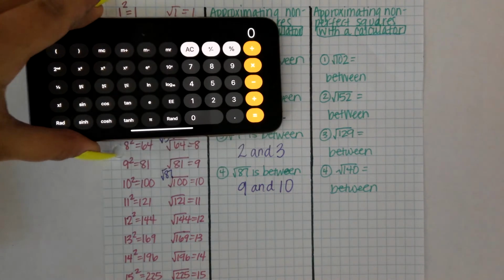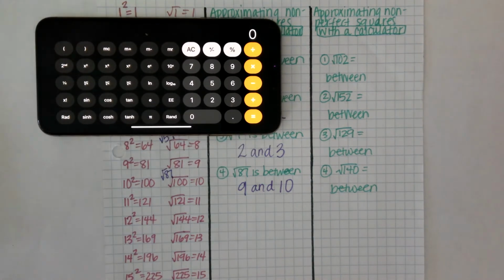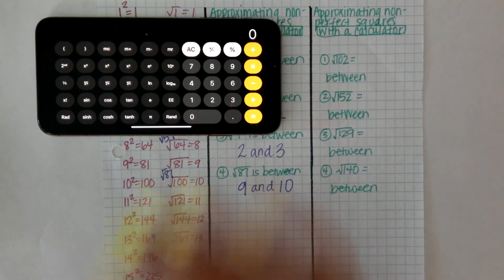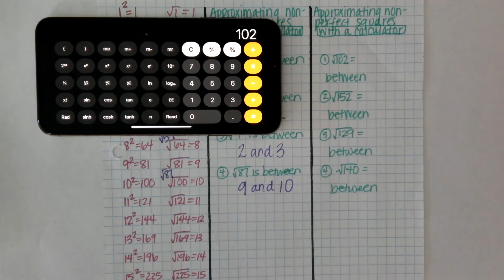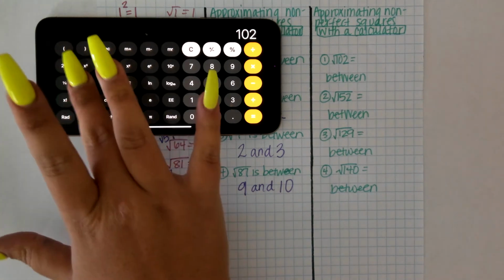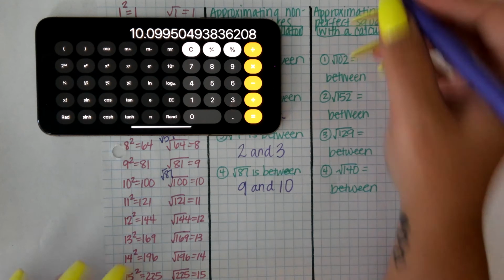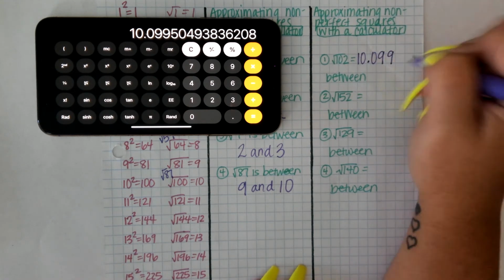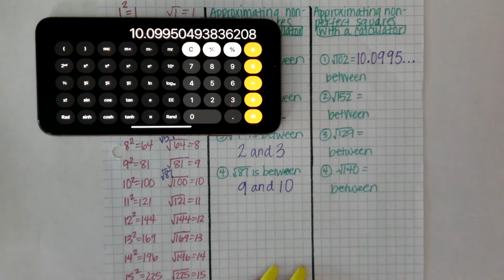Now we are going to use a calculator since you will be able to have a calculator in the 8th grade. Right now, since most of you just have your phones, I'm going to be showing you how to do it on an iPhone. So let's look at number 1, the square root of 102. So I'm going to type in 102, and then I'm going to hit this button right here that has a 2, a square root, and then an X underneath it. And I get 10.0995 and some more numbers.